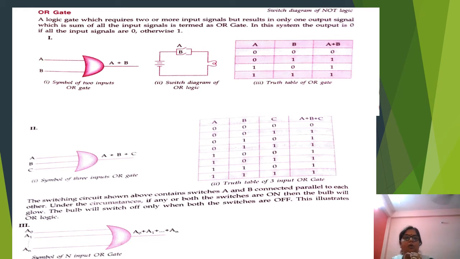In this system, see how it has been done: say A, B, and here this is the sign of your OR, and A plus B. So this is your output. See how it has been done. This is an example of two variables, two input signals, and this is an example of three input signals. In this, see, only one output has come, and this is the symbol of your OR gate.